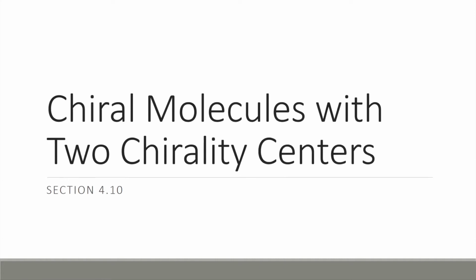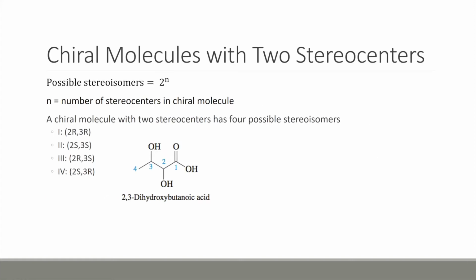As we continue into chapter 4, we're going to be looking at chirality in molecules, but where there are two or more chiral centers. So instead of just a molecule with one single chiral center, we'll now be exploring multiple chiral centers. For chiral molecules that have chiral centers, we can predict how many stereoisomers there are of that molecule.